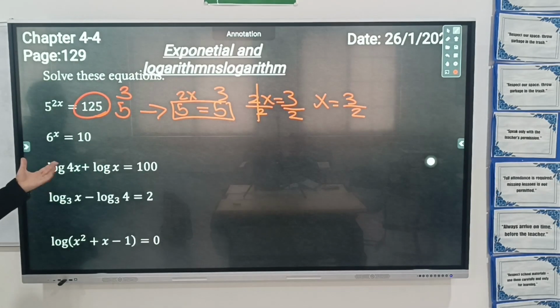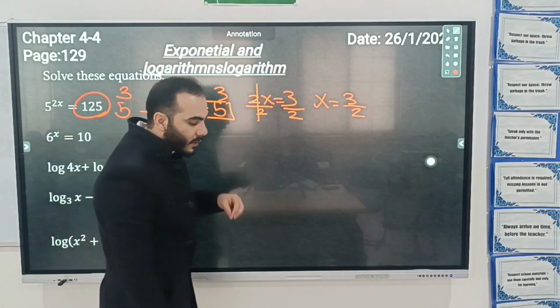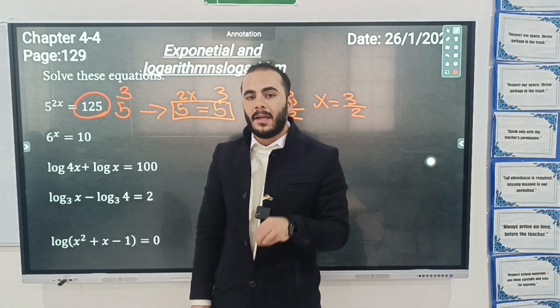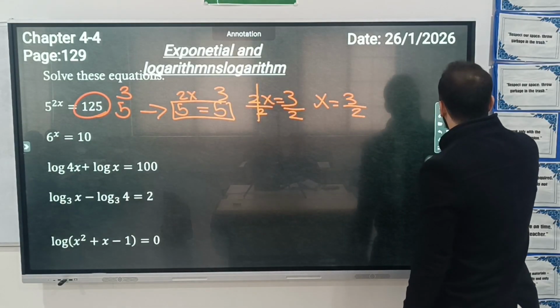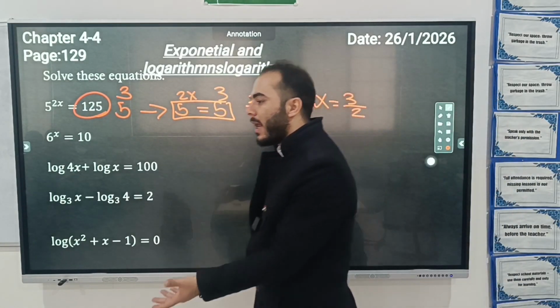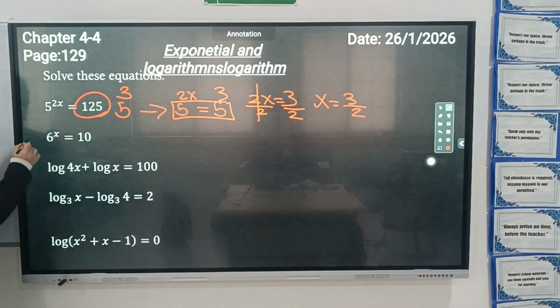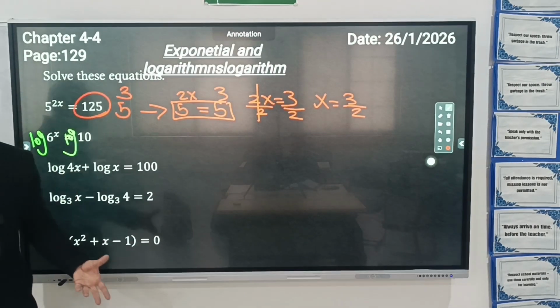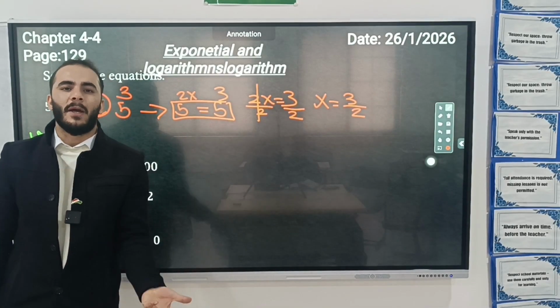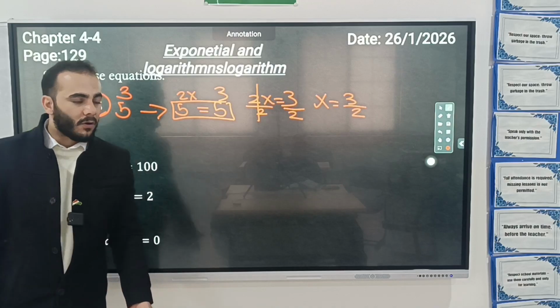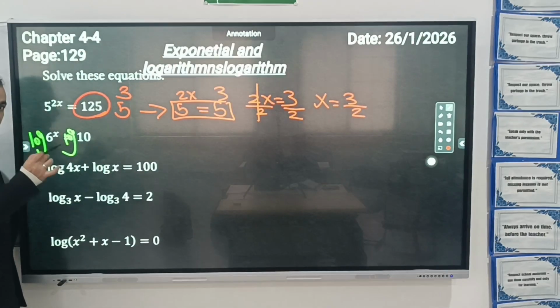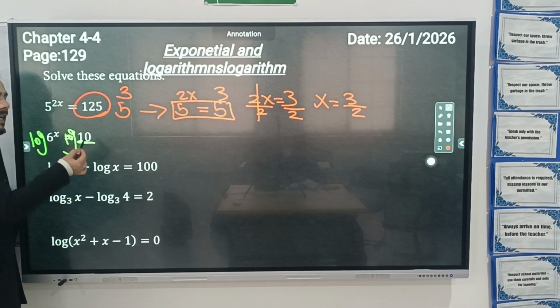The second one, again, ask yourself, can we write 10 as a power of 6? Absolutely not. So for such a question, we need to use logarithm. We need to take logarithm for both sides. Let's do it. But whenever you take logarithm, of course, you should think about its base. You cannot choose a random base for the logarithm. So whatever this number is, take it as the base. Make the base equal to that number.